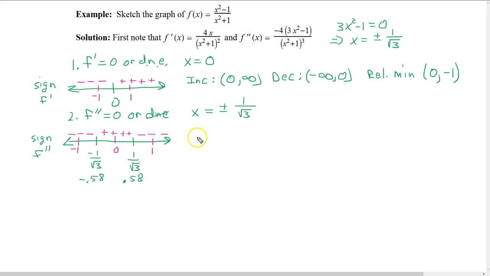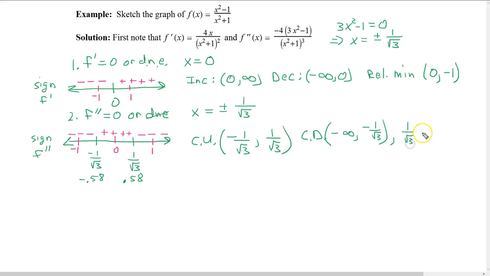So we're concave up from -1 over root 3 to +1 over root 3, and concave down from negative infinity to -1 over root 3, and from +1 over root 3 to infinity. And let's identify any inflection points.